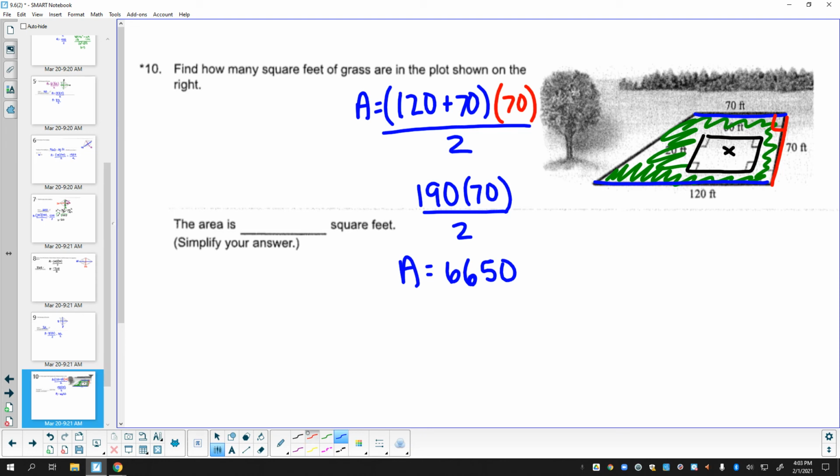Now, I need to subtract off the part that is the concrete, which I colored over here, but it was 60 and 20 feet. For this rectangle here, that's just going to be base times height, 60 times 20. That total inside there is going to be 1,200. Okay. So if I know the total area of my trapezoid is 6,650 and I subtract off my 1,200 for my concrete pad, that will tell me my total area that is grass, in this case 5,450.